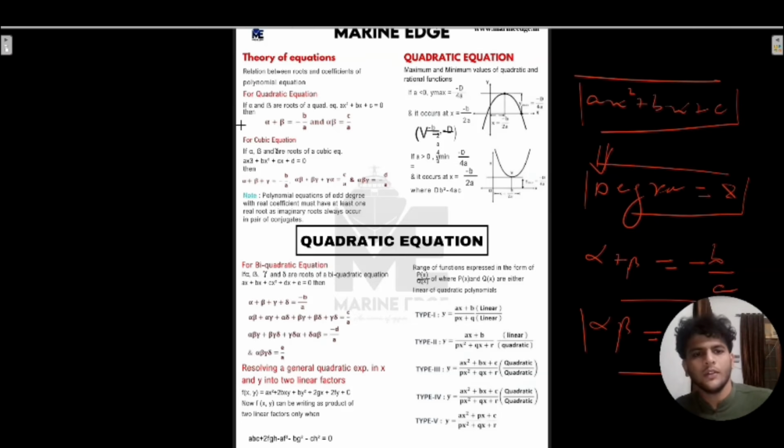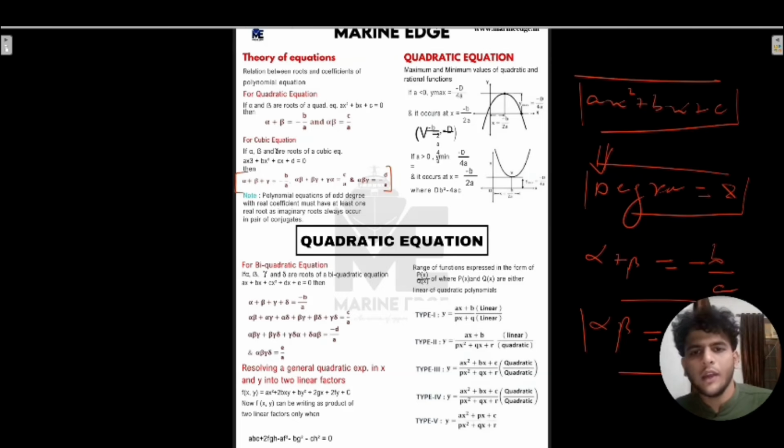Yes, which is also mentioned here for the cubic expression, because the degree is 3, so the number of roots will also be 3. So alpha plus beta plus gamma will be equal to minus b by a. Alpha beta plus beta gamma plus gamma alpha will be equal to c by a. And alpha beta gamma will be equal to minus d by a. Okay, is that clear, every one of you?